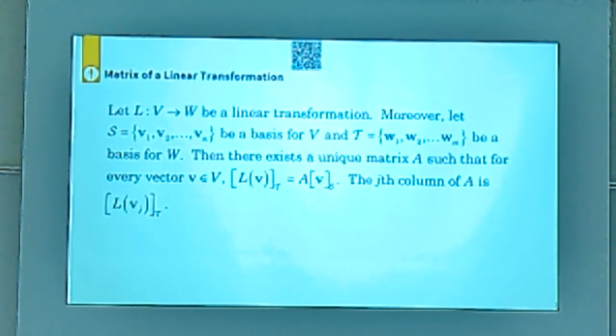It's just L of your j-th vector in the ordered basis for S, and that coordinate vector would be your j-th column. So you have to transform every element in the basis of S using L, find their coordinate vectors, and then form your matrix where each column is one of the coordinate vectors.